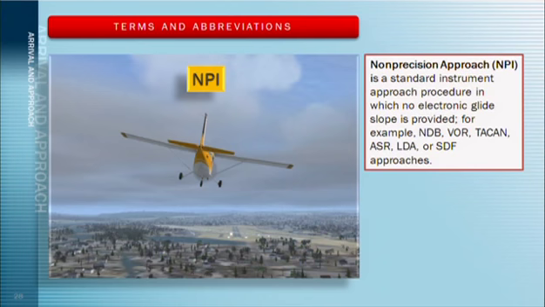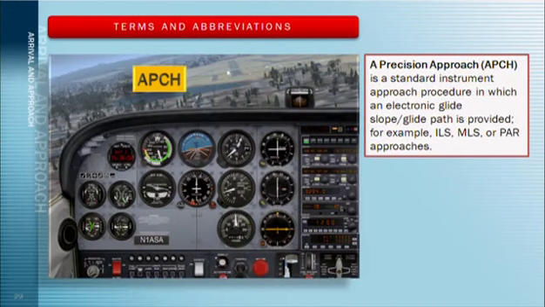NPI, or non-precision instrument approach, is a standard instrument approach procedure in which no electronic glide slope is provided. For example, NDB, VOR, TACAN, ASR, LDA, or SDF approaches. A precision approach is a standard instrument approach procedure in which an electronic glide slope or glide path is provided. Examples of these would be an ILS, MLS, or PAR approach.